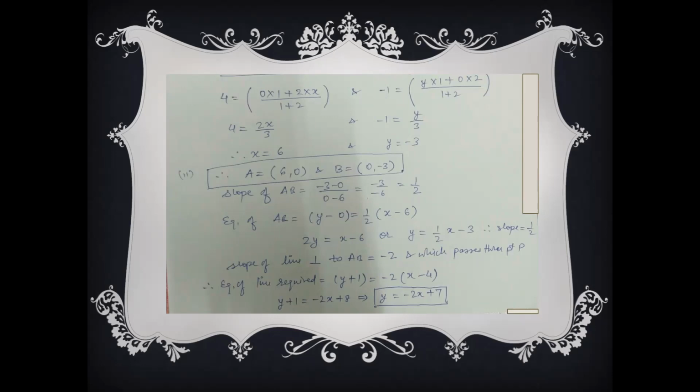Now finally, what we had to find out is the equation of the line which is perpendicular. So the slope of the line which we need will be the negative reciprocal of 1/2, which is -2, and it passes through point P also. The coordinates of P we already know are (4, -1). So the point is known, (4, -1), and the slope is -2. Applying directly the same formula, y minus y1 equal to m(x minus x1), we get the final answer as y equal to -2x plus 7.